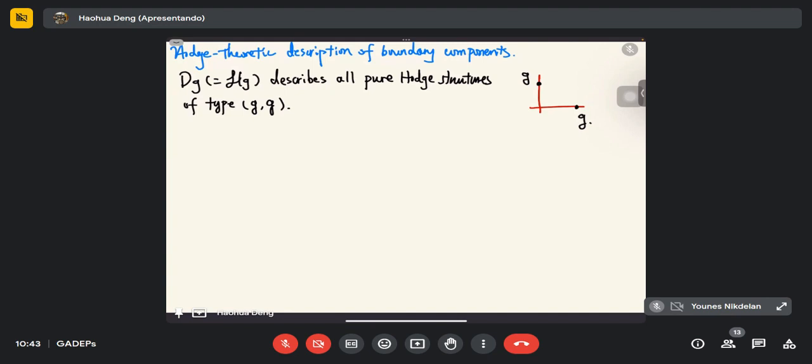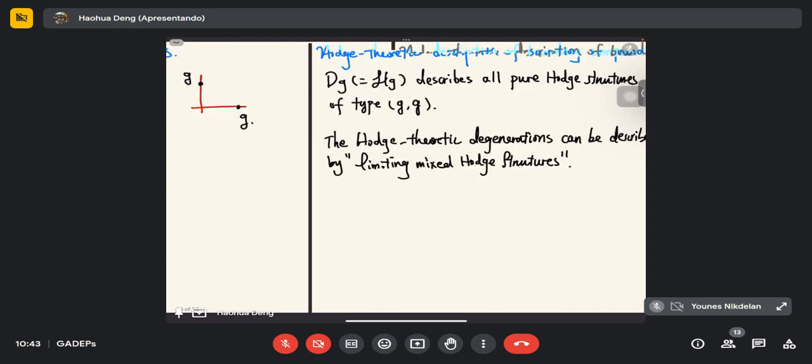And if we draw this Hodge-Deligne diagram, this can be described in this dot diagram. And this is D_g, right? And of course you are taking the quotient, so you are taking Gamma equivalence classes of such pure Hodge structures. But what about on the boundary?